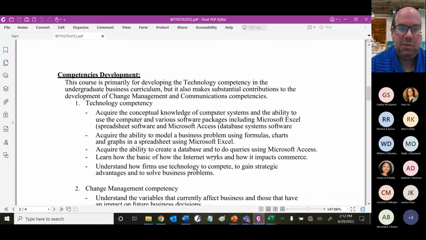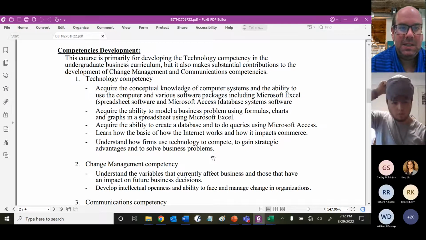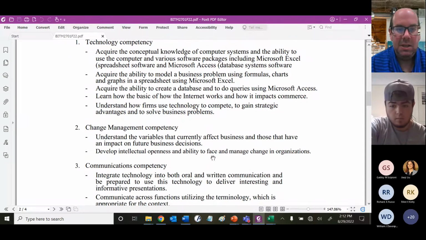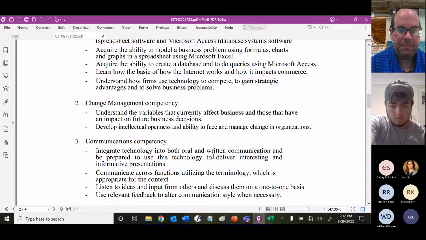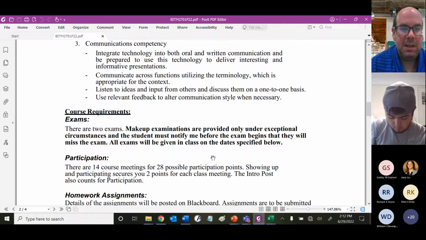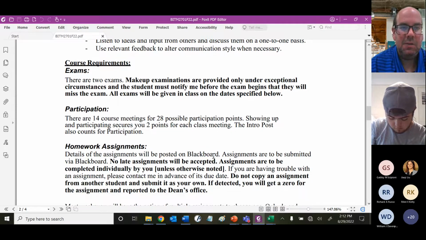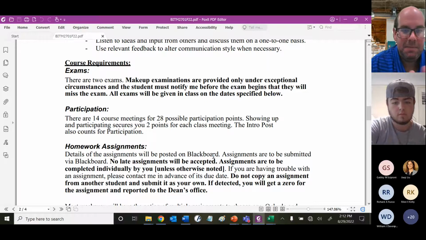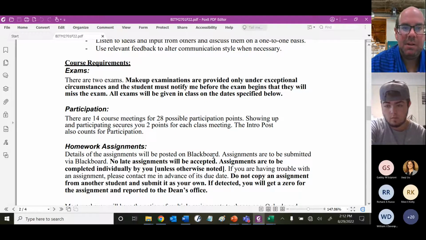And the competencies, you may have seen the technology competency is the same for the university, change management competency, communications competency, all the same throughout many of these courses within BITM. So I'm going to focus on the course requirements, the participation info, how the homework assignments work, etc.